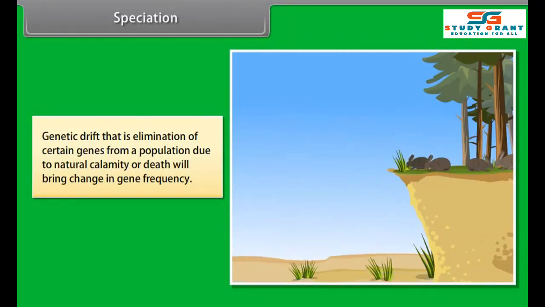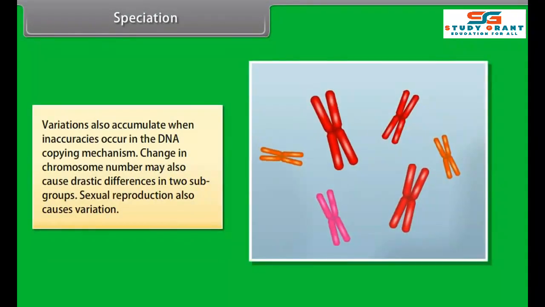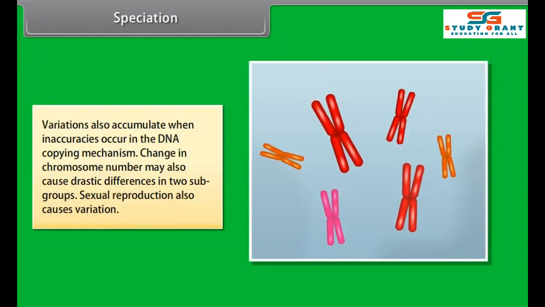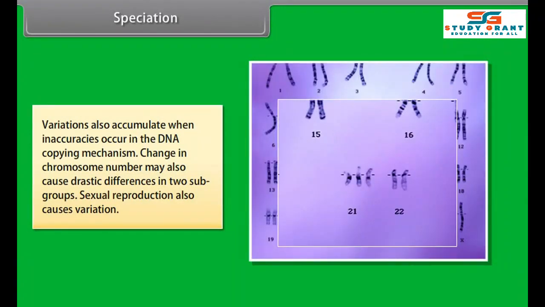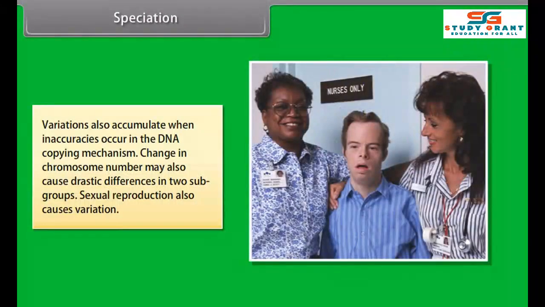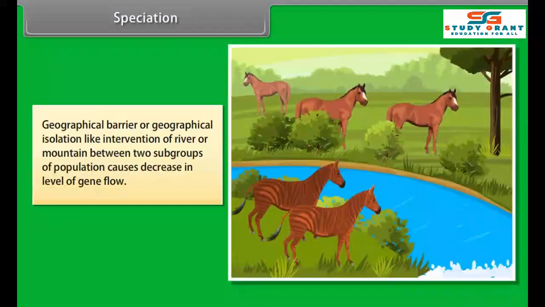Acquired characters are those which are acquired by an organism in their lifetime and do not bring any change in DNA and therefore are not passed on to the next generation. Speciation. Speciation is a process of forming new species when variations occur in geographically isolated members, which leads to reproductive isolation where members of some species do not reproduce with each other.